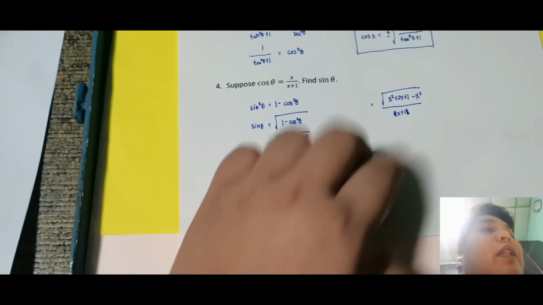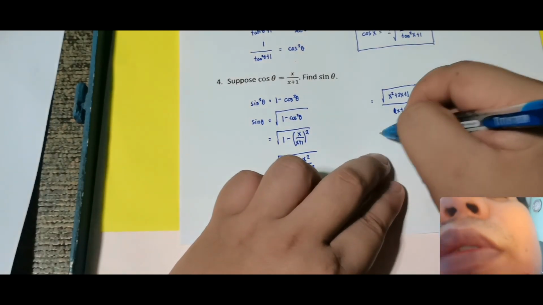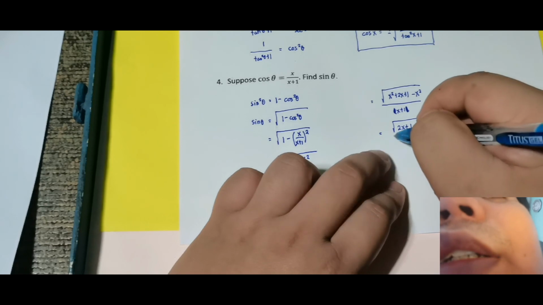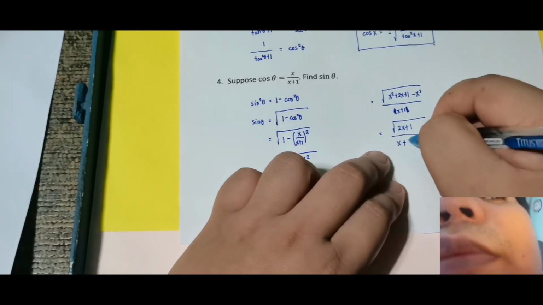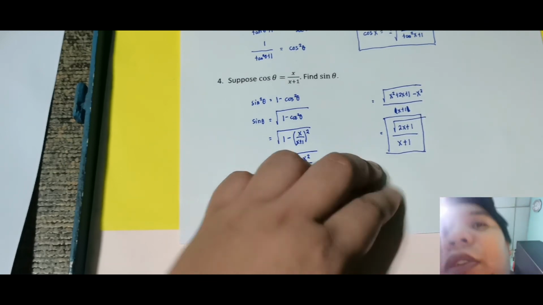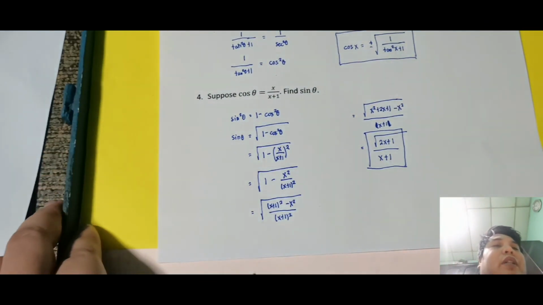Okay, next is, sir, bakit na x plus 1? Kasi square root na x plus 1 squared is x plus 1. Next, this is equivalent sa square root ng 2x plus 1 na lang, all over x plus 1. So, therefore, ito yung kanyang sagot. So, sin theta is equivalent sa square root ng 2x plus 1 over x plus 1.